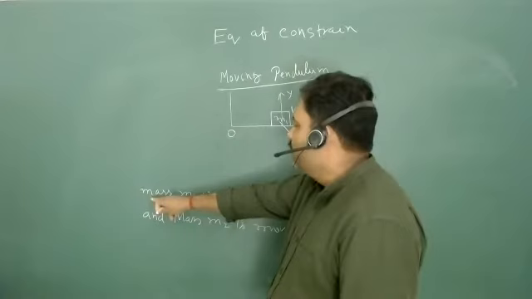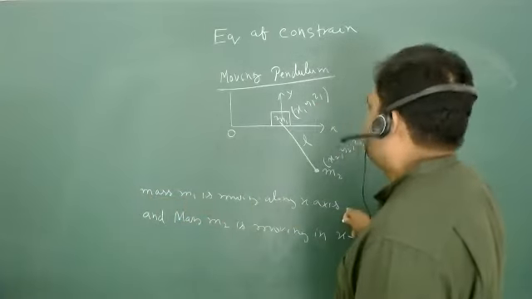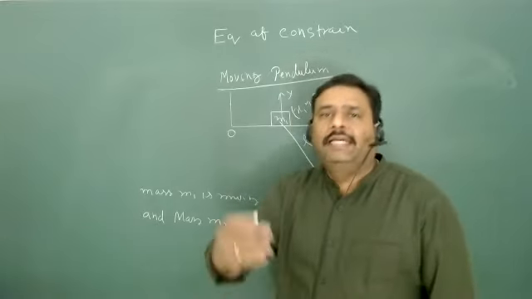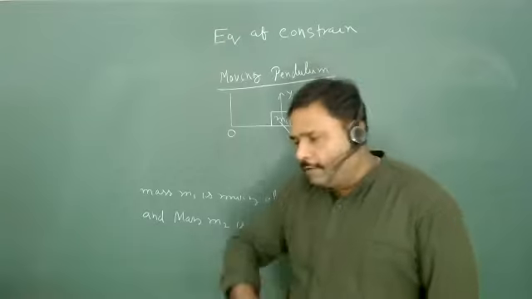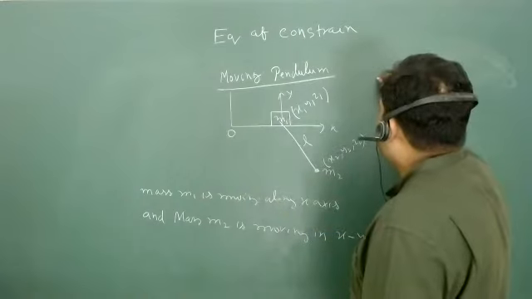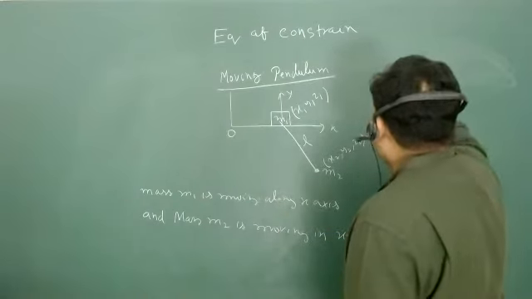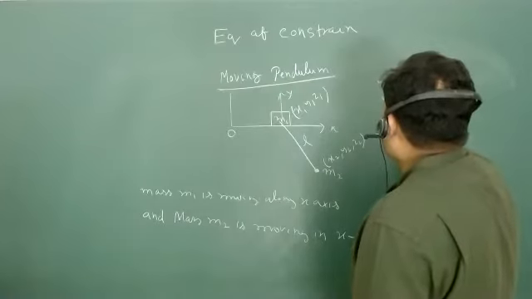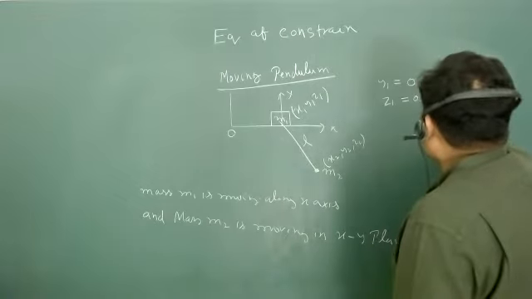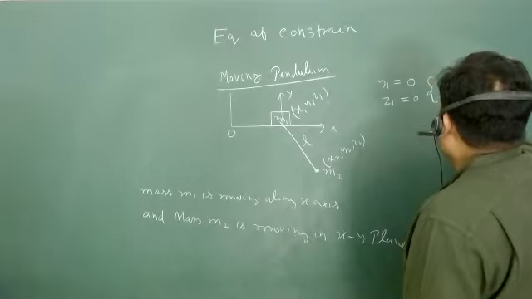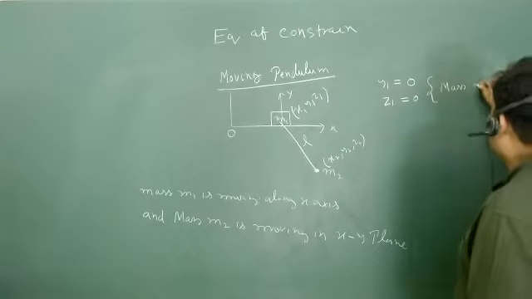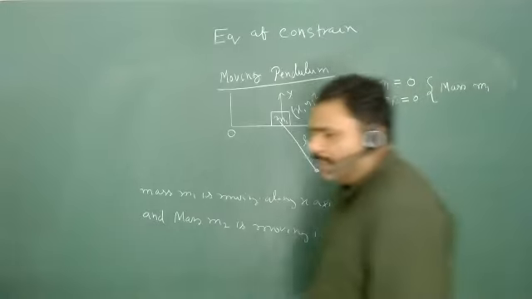This story is that mass m1 is moving along x-axis. That means there is no motion along y direction or z direction. So how you will write this story in a mathematical form is that you will just write y1 is equal to 0, and z1 is equal to 0. And this is a story for mass m1.